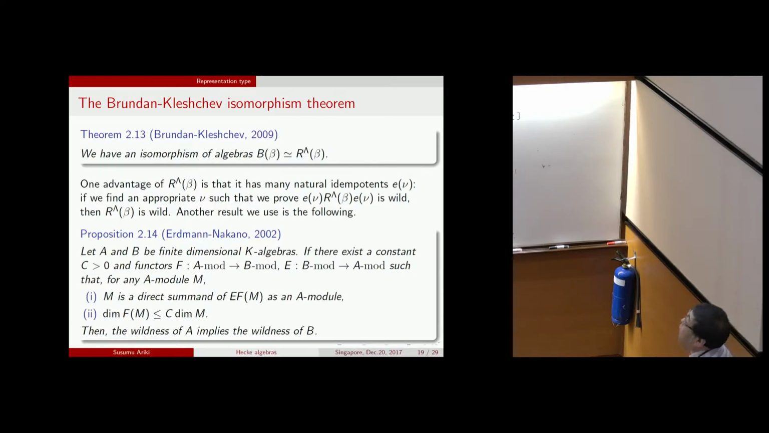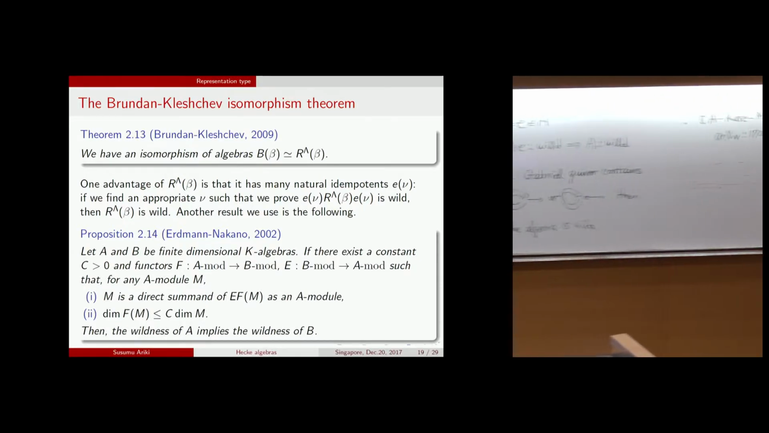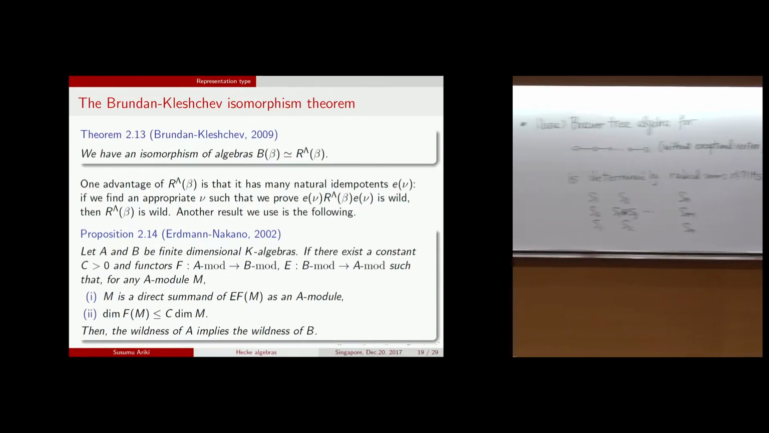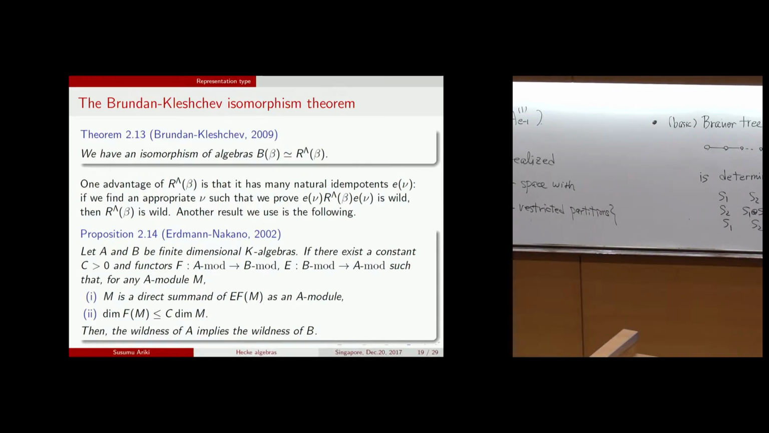But if we use standard Coxeter generators, it's really difficult to find many idempotents. But in the definition, we naturally have many idempotents. And if I choose nu in a clever way, then this algebra becomes very small and we can determine the structure rather completely and show that it is wild. So in this way, we can show the R lambda beta itself is wild in many cases.